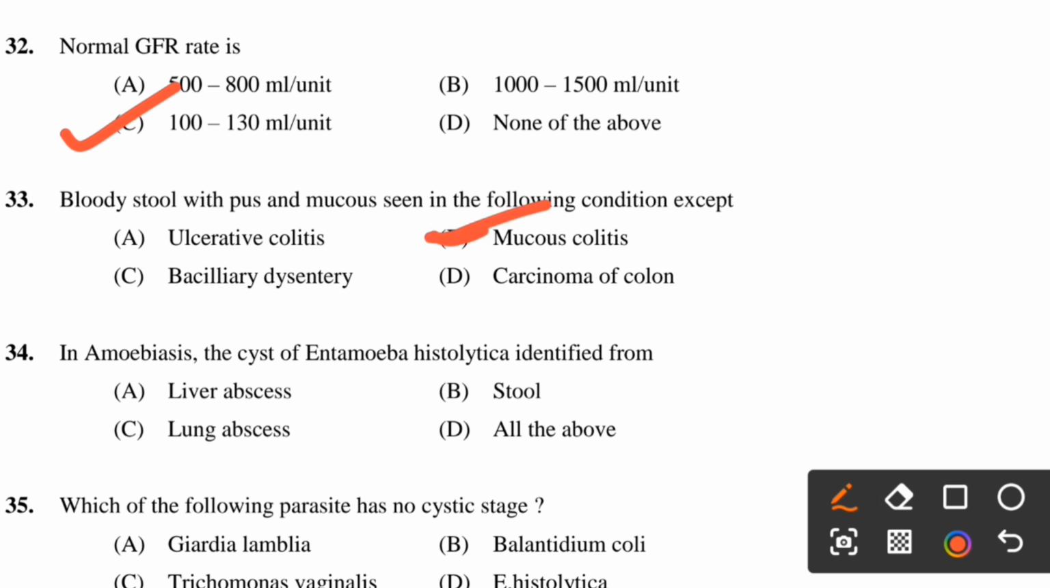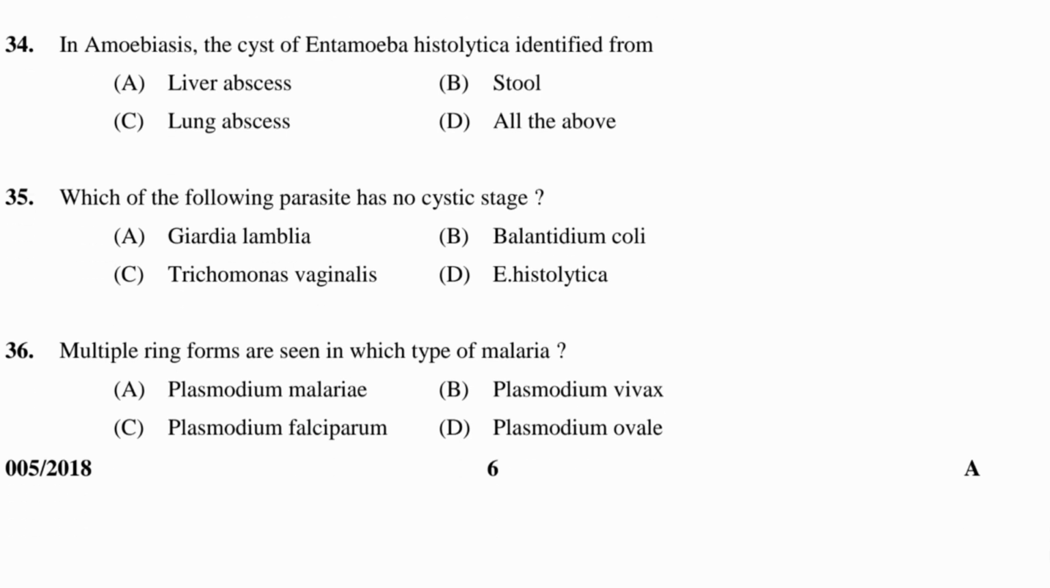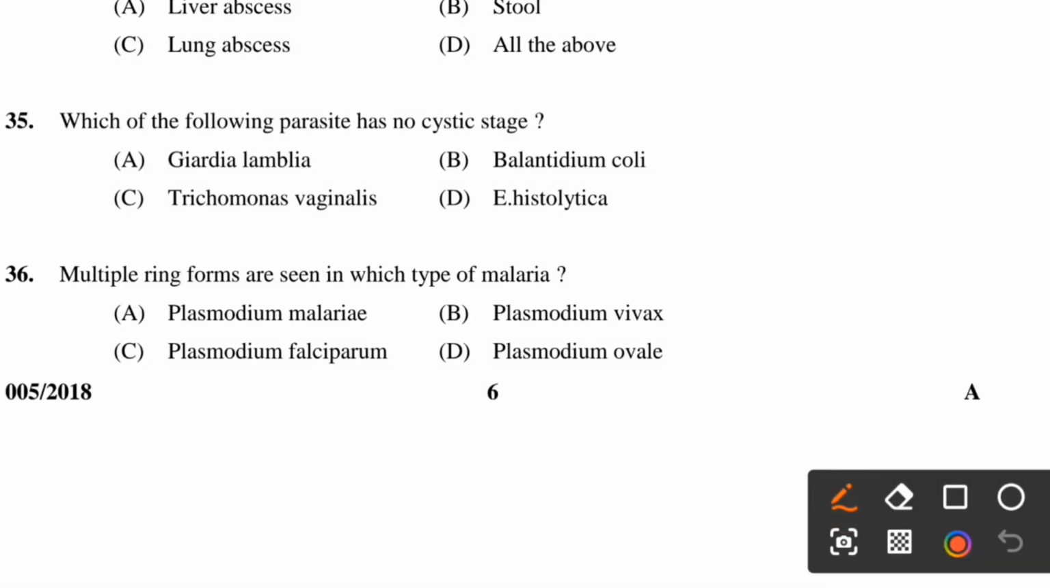Next question, in amoebiasis, the cyst of Entamoeba histolytica identified from: liver abscess, stool, lung abscess, all the above. The right answer is stool. Next one, which of the following parasite has no cystic stage? Giardia lamblia, Balantidium coli, Trichomonas vaginalis, Entamoeba histolytica. The right answer is Trichomonas vaginalis. It has no cystic stage.